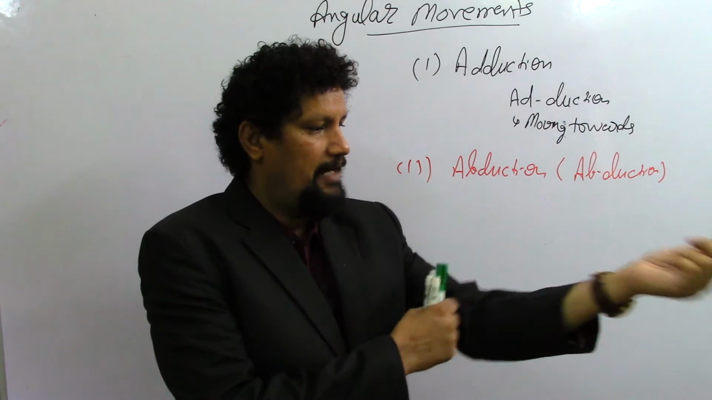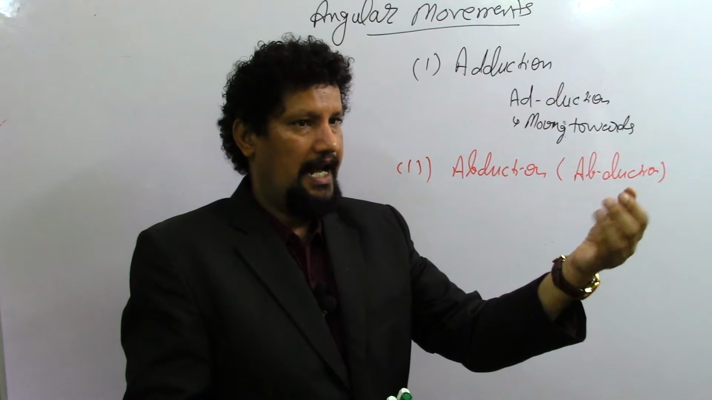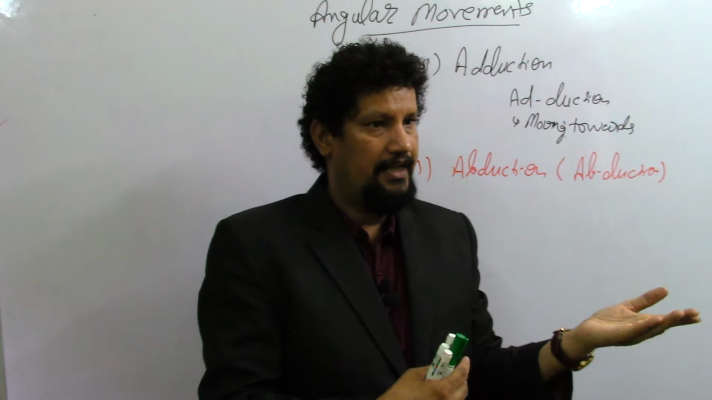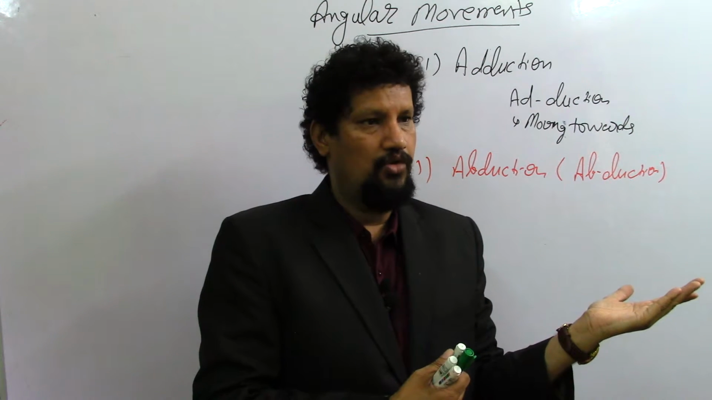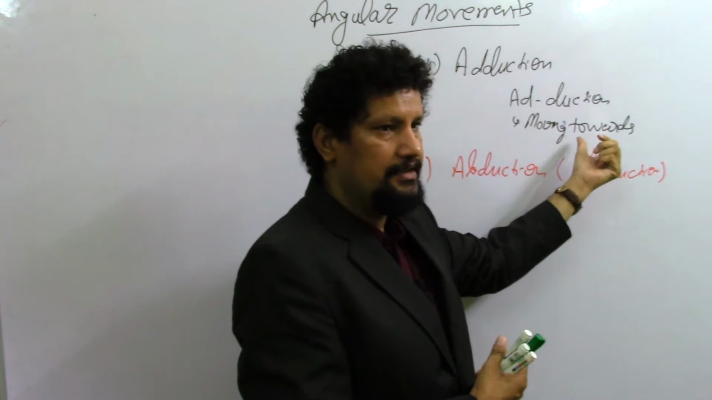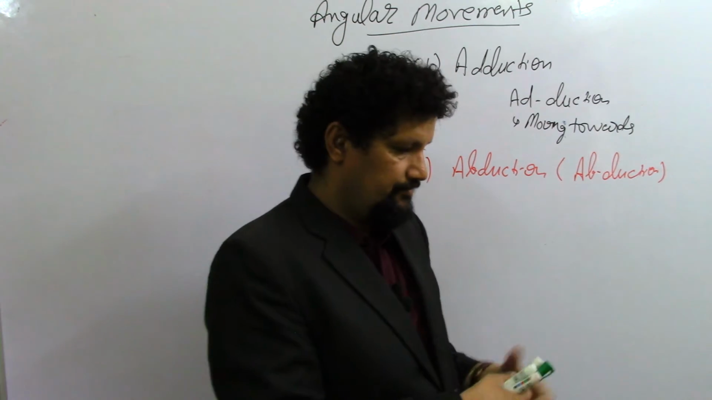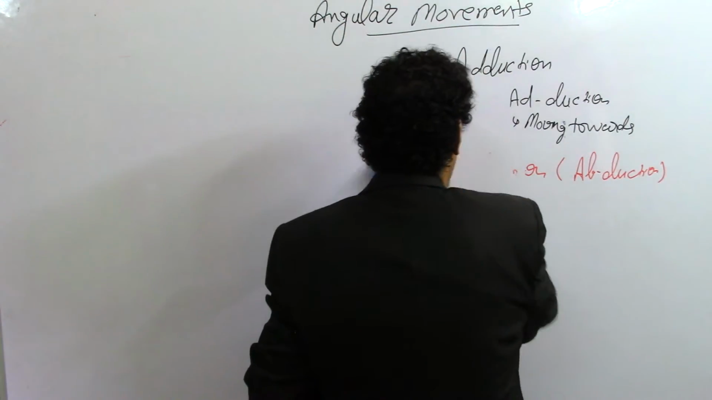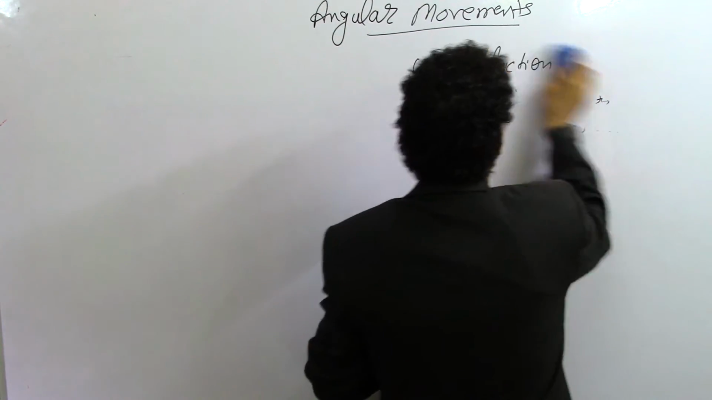The same movement at the wrist joint: this is adduction, bringing toward the median plane, and abduction, bringing away from the median plane. So adduction is adding or moving toward, and abduction is bringing away the part of the limb, either upper limb or lower limb.